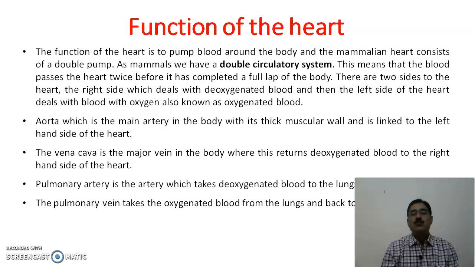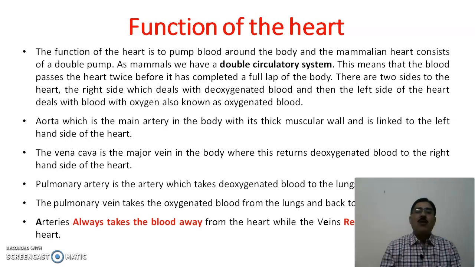So there are two types of circulation. One circulation is from the left ventricle to body organs, and from body organs via vena cava to the right auricle, and then the second one is from the right ventricle via pulmonary artery to the lungs, and from lungs via pulmonary vein to the left auricle.